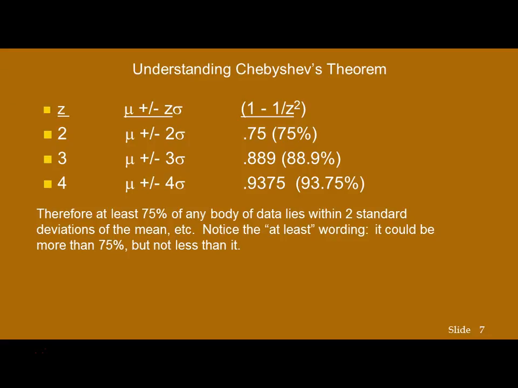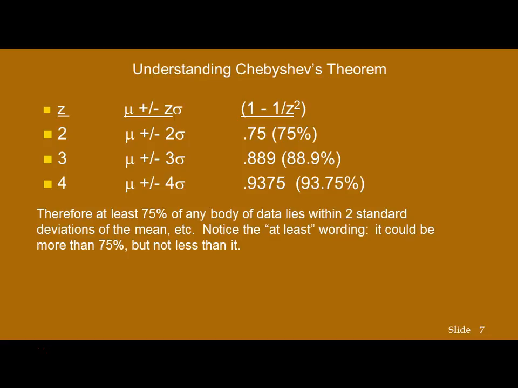Let's let z be 2. So I'm considering an interval mu plus or minus 2 standard deviations. Start at the mean and go up or down 2 standard deviations. Let z be 2. 2 squared is 4. 1 minus 1/4 is 3/4, or 0.75. In percentages, 75%. So what Chebyshev's theorem is saying is that at least 75% of any body of data is within 2 standard deviations of its mean.